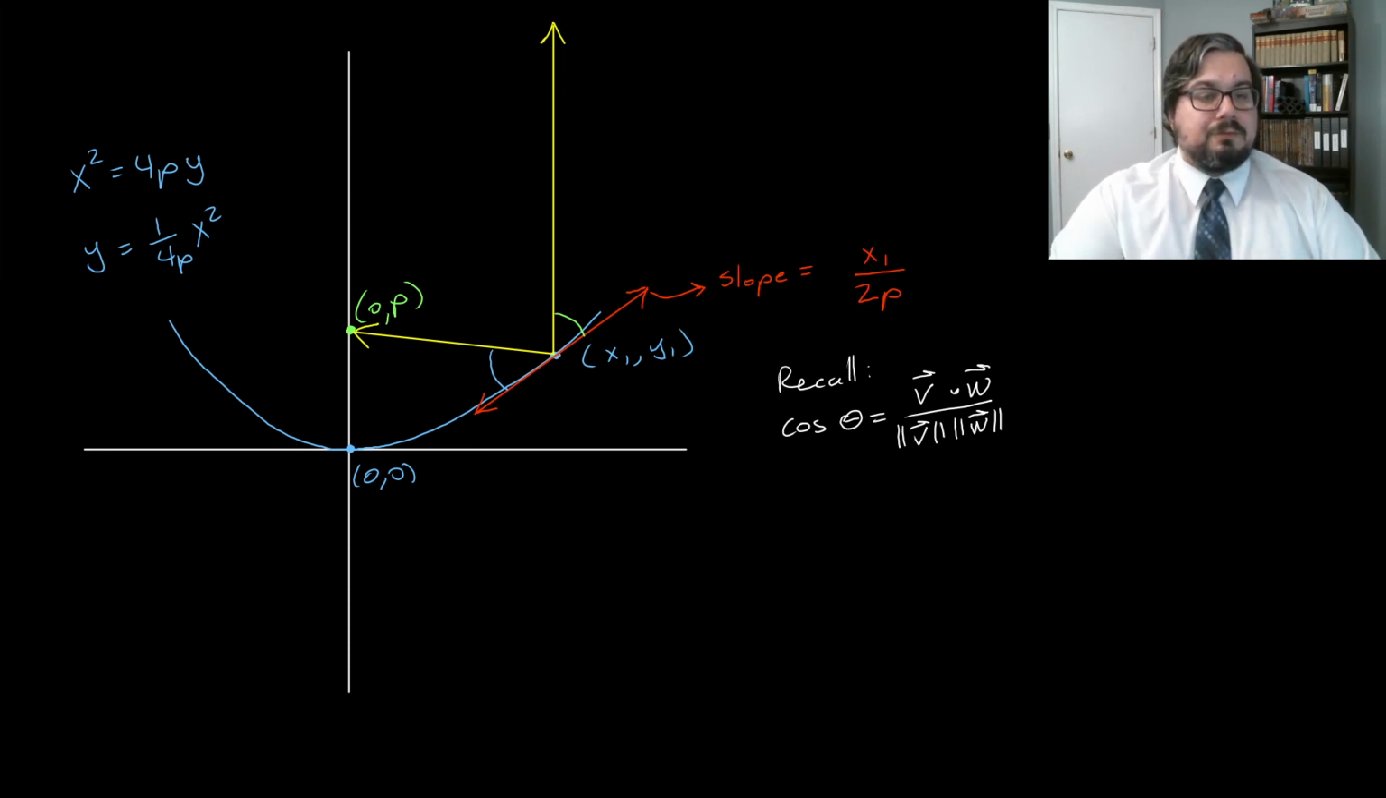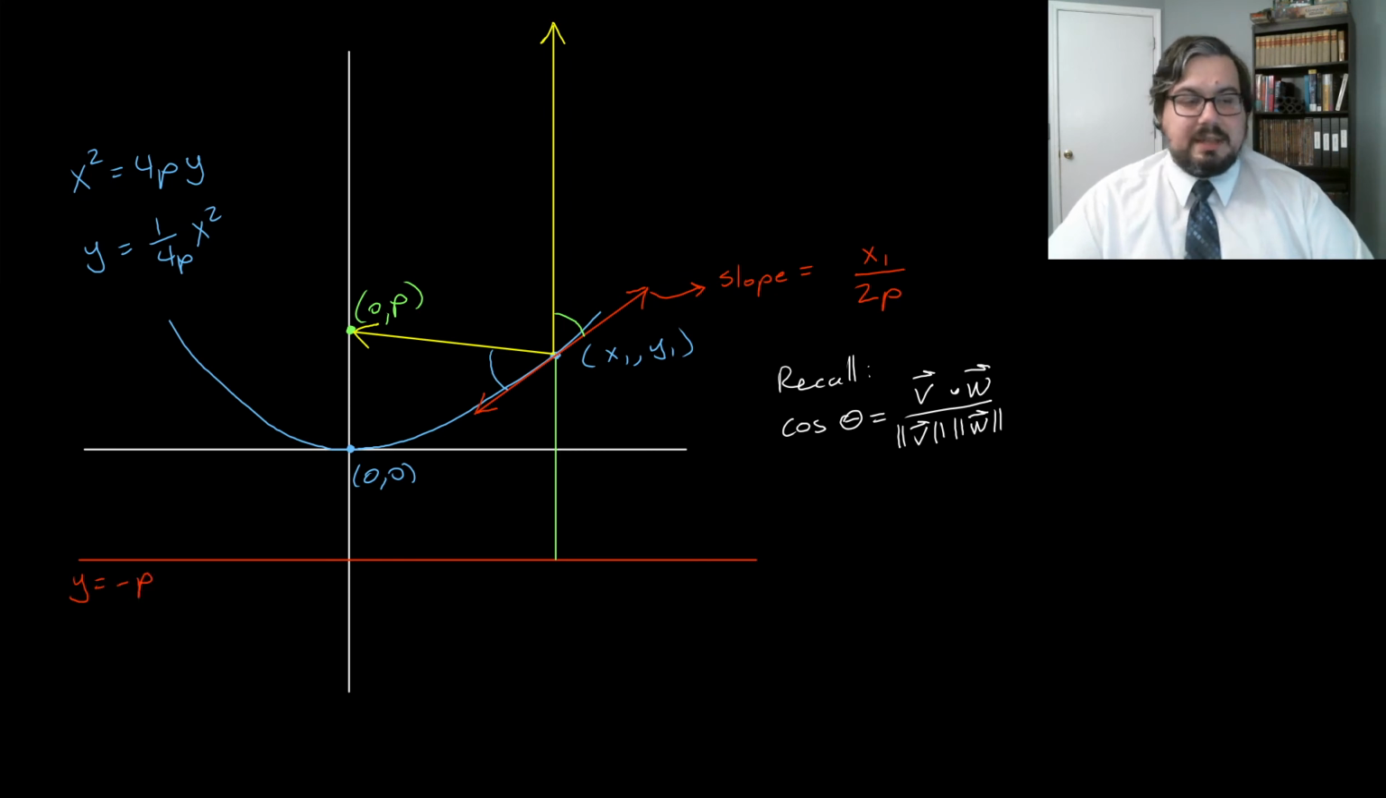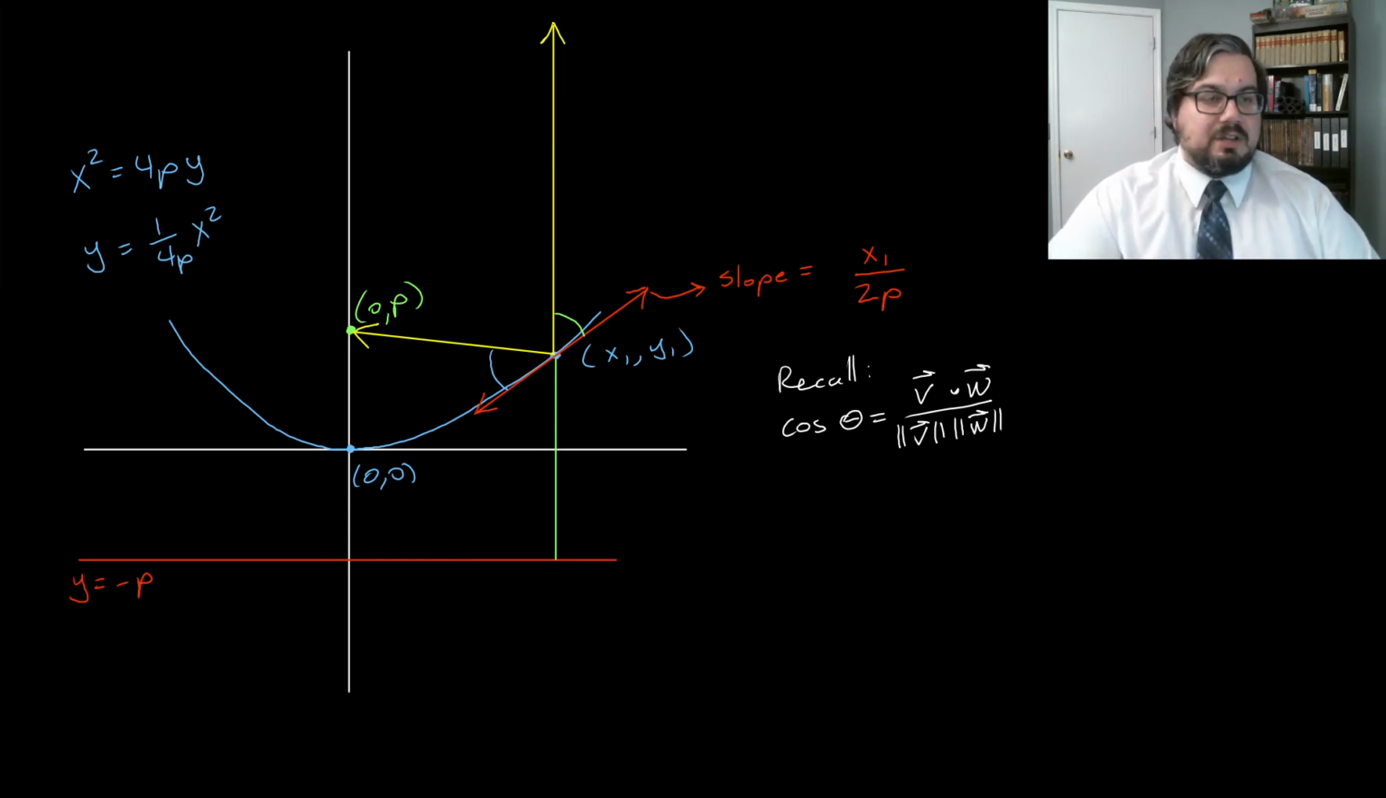And then furthermore, I'm going to go ahead and sketch in the directrix here, because that's going to wind up being important to us, or helpful to us, in our computation. So I've got the directrix here, and remember that the directrix has the equation y equals -p. All right, so we would need a vector in each one of these directions. Well, let's start with the easy one.